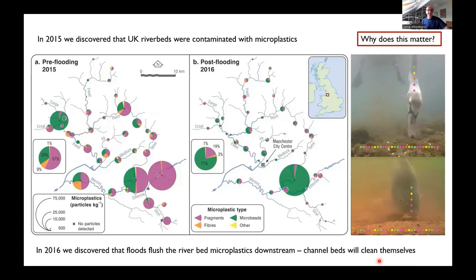Now in 2016, over the winter period of 15-16, we had extensive flooding in the northwest of England. And we resampled all the sites and we discovered another process. We discovered that the floods will actually flush these microplastics from the riverbeds and wash them downstream. So the channel beds will actually clean themselves.